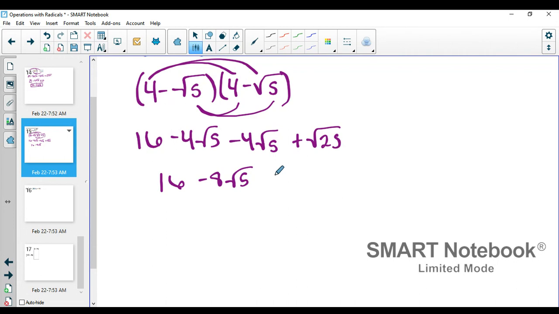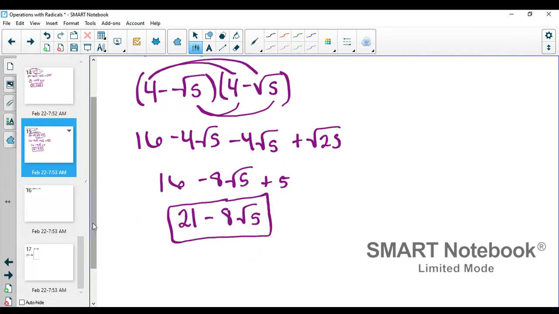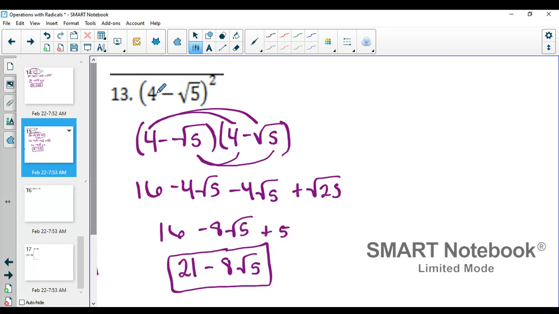And then the square root of 25 is 5. So we have plus 5. So 16 plus 5 is 21. So you have 21 minus 8 square root of 5. And then that's our final answer for this question. So remember, if you are squaring a set of parentheses, you do not square each term. You write 2 sets of parentheses and do the distributive property twice.